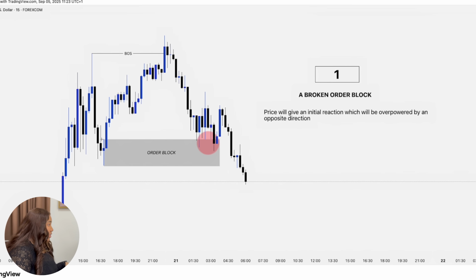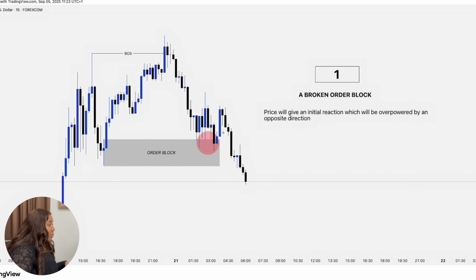So you can see from this example, we got a break of structure, fine. We mapped out the order block that caused the break of structure. Now you can see price tapped in, dished out a decent move from there. But then after that, we got a break to the downside.